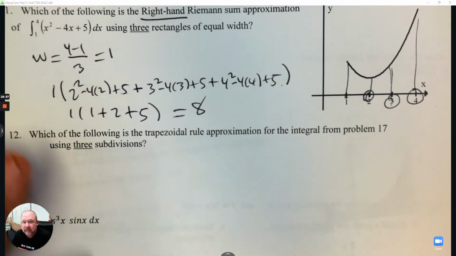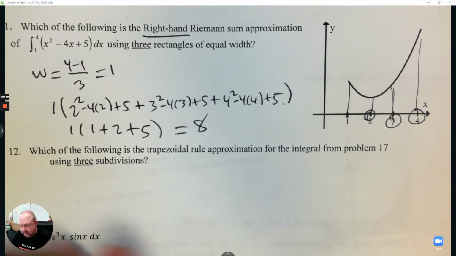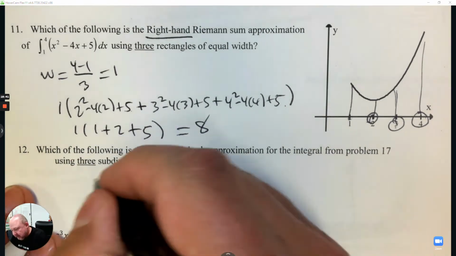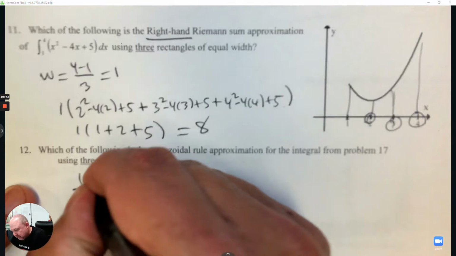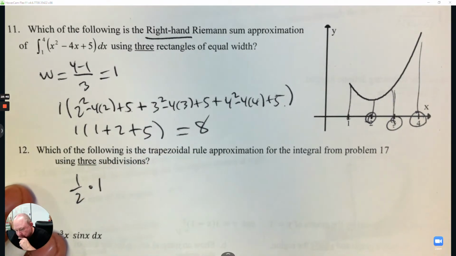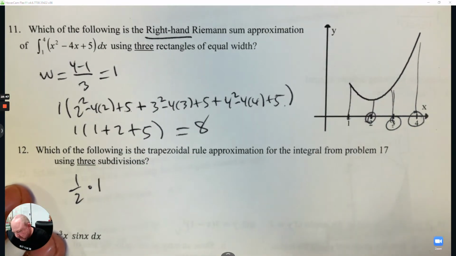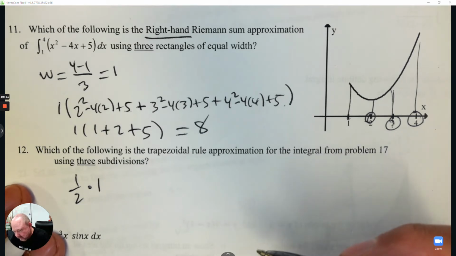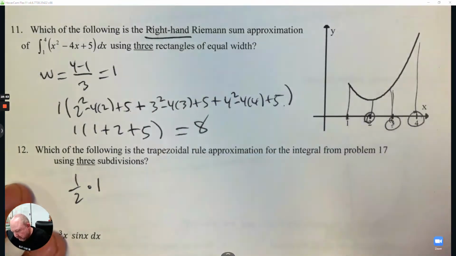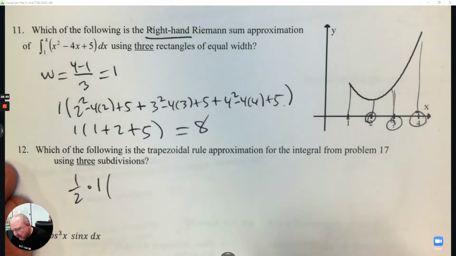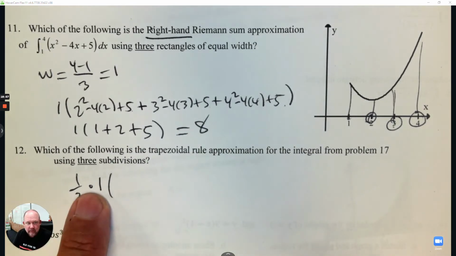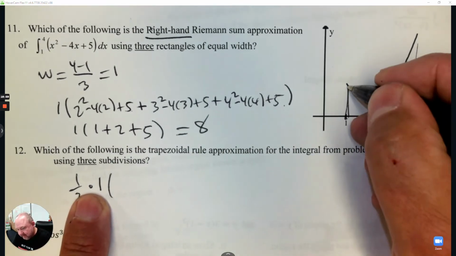All right, which of the following is the trapezoidal rule for the same one? I'm not going to redo everything, but trapezoidal rule starts with 1/2 times 1. Well, it's 3 subdivisions. Oh, they both have 3. So the width is 1. So how does it go? So it's 1/2 times the width, which is 1. And then I take the first height.